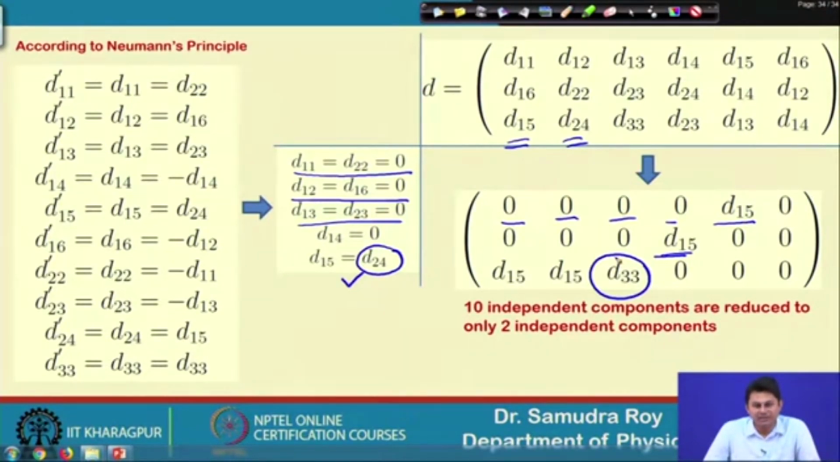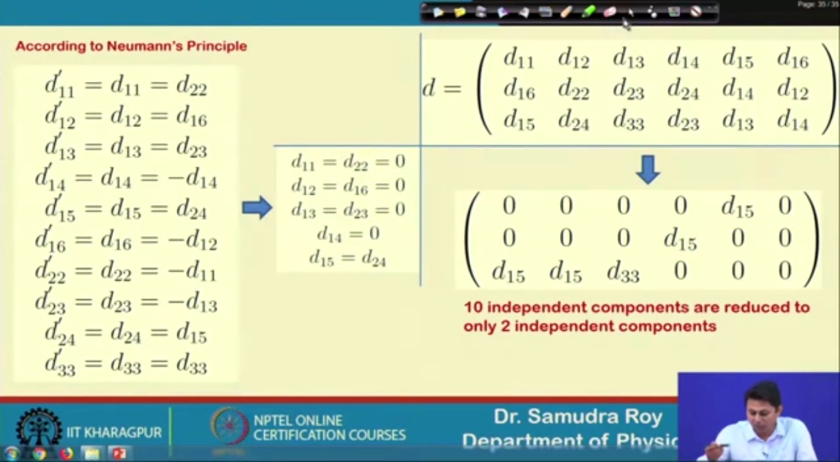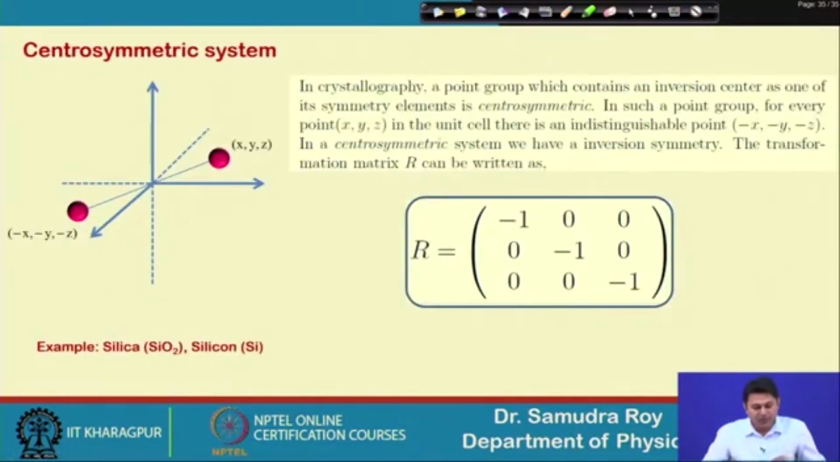That is, I think, a significant reduction of the coefficients, and now we find that we have only two components which are independent of each other. This symmetry operation basically gives us the idea of how one can find the different D matrices. Well, let me finally tell about this centrosymmetric system and what is going on.